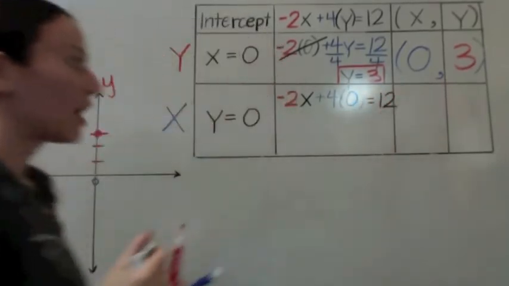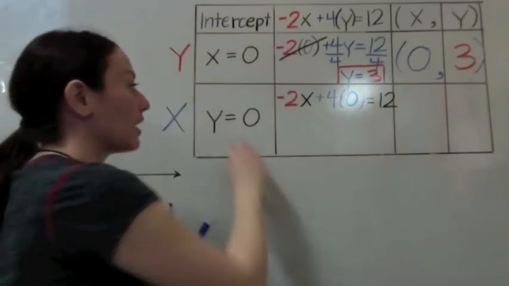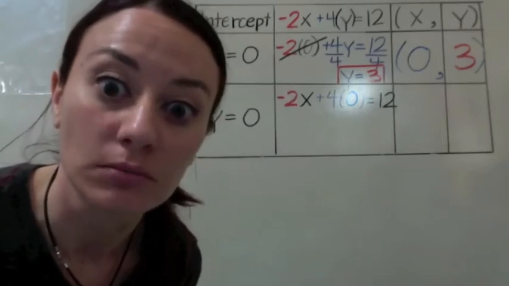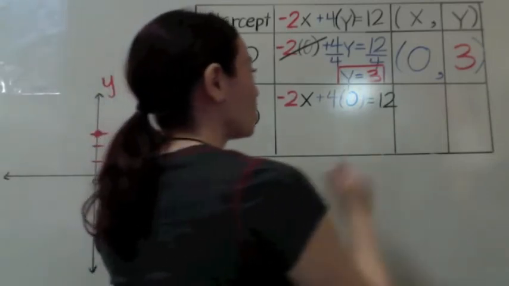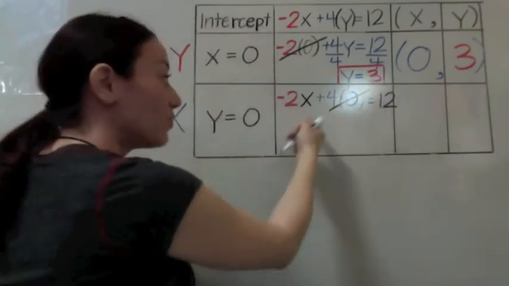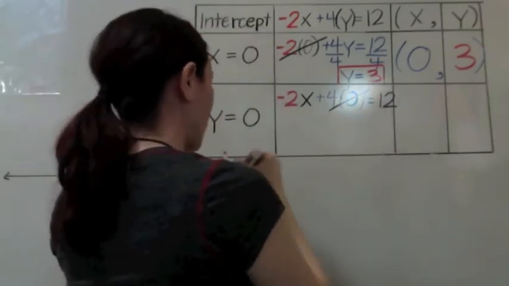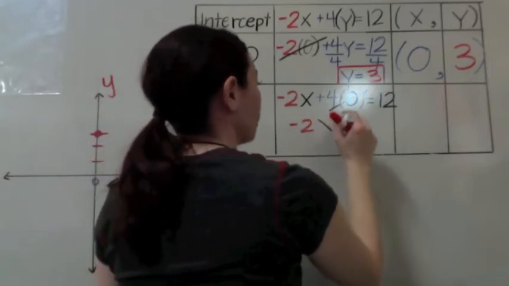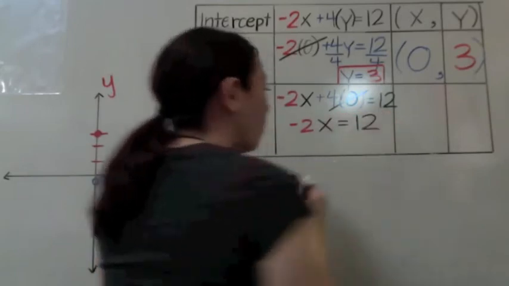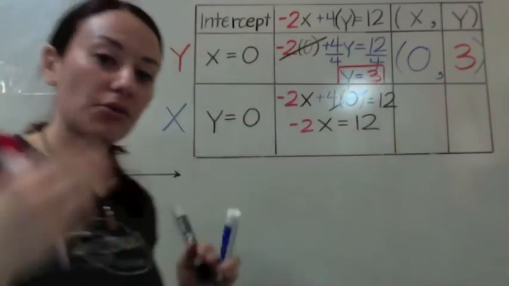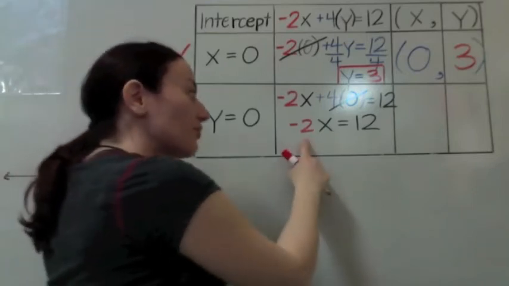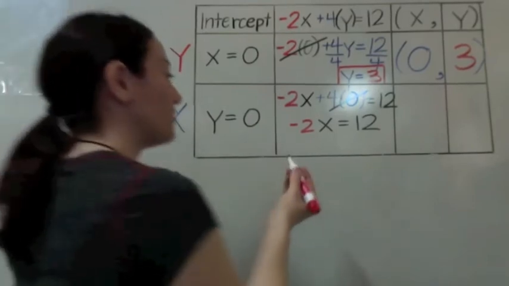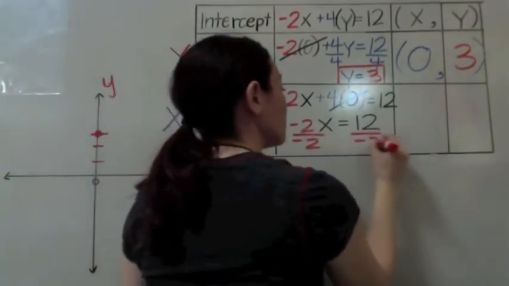Cool. Now, what can I cross out now? If I made y 0, what's 4 times 0? It's not 4. Yes, it's 0. So I'm going to show that it is 0 by crossing it out. And then what I'm going to write is -2x equals 12 right here, okay? -2x equals 12. Cool. What do I now have to divide both sides by? If -2 times x equals 12, what's the opposite of multiplication? It's division. I want to divide both sides by -2.